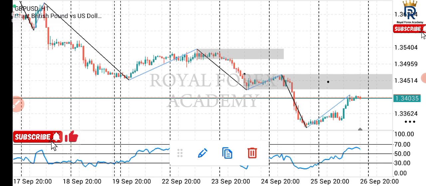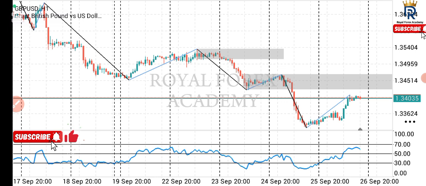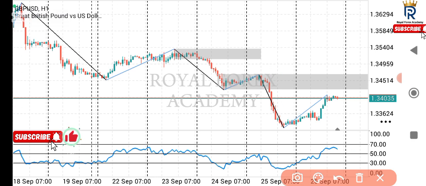So now you see we have this zone properly marked out, and our expectation now is what? The price will pull into this zone and then give us a bearish candle confirmation so that we can sell.